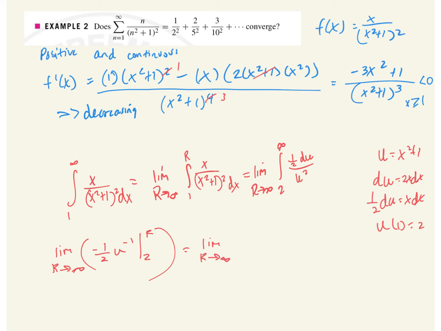Limit as r goes to infinity. I have negative 1 over 2r plus 1/4. Right, so now if I take r to infinity, this fraction, the negative 1 over 2r, zeroes out, and I am left with a 1/4, so I converge.